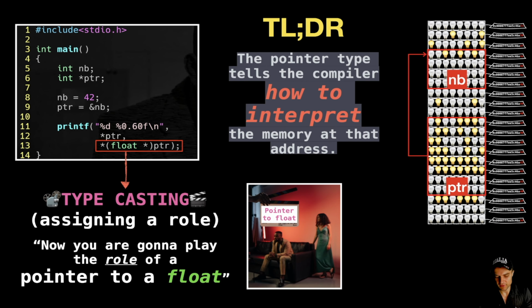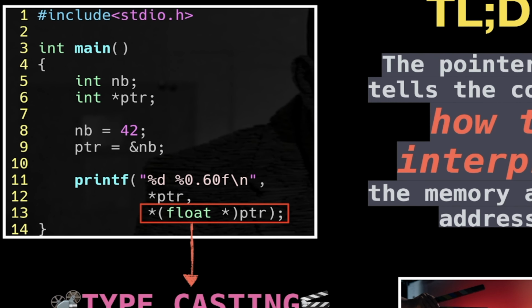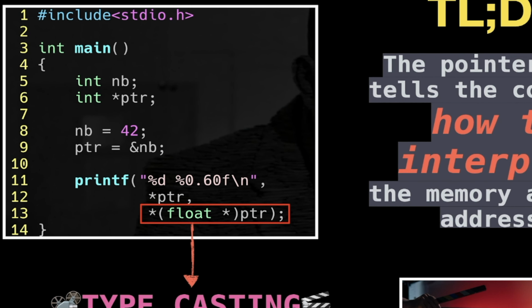So now I have a little program that we're gonna check to understand why a pointer has a specific type. I have a declaration of a variable, which is an integer, int nb, and then I have a declaration of a pointer. You can see int star ptr. This means that if you dereference ptr, you get an integer. nb gets the value 42, and ptr gets the address of nb. Then I call my printf.